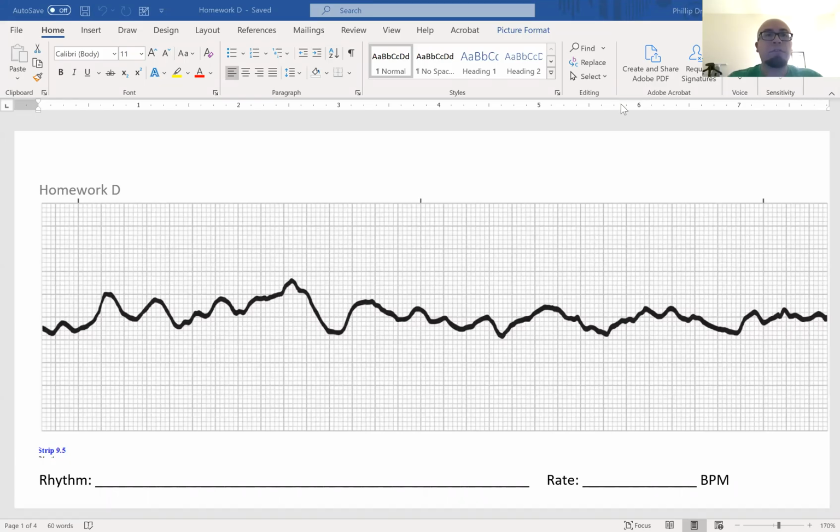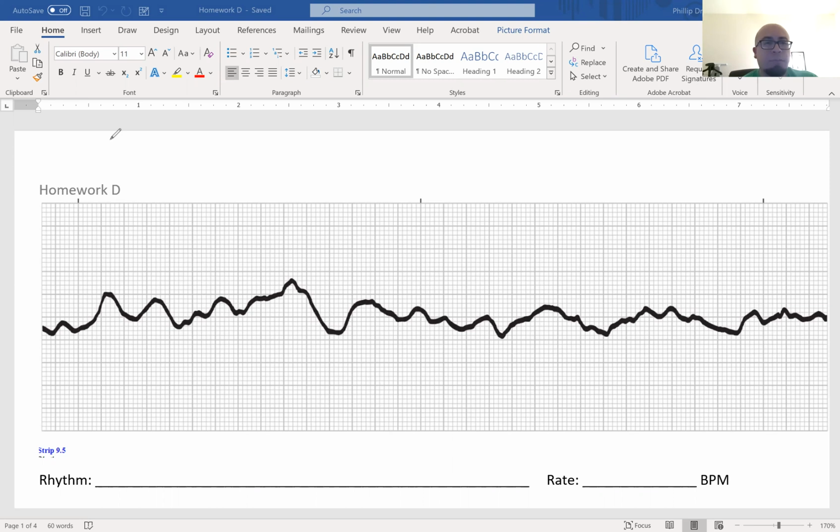Okay, let's get started again. Homework D. Let's get right into it. I think this is one that we did go over in class. This was going to be a pretty quick one because there's a lot of irregular rhythms that have specific characteristics that are going to be easy to identify. Well, I hope. All right, let's start with the first one here on Homework D.